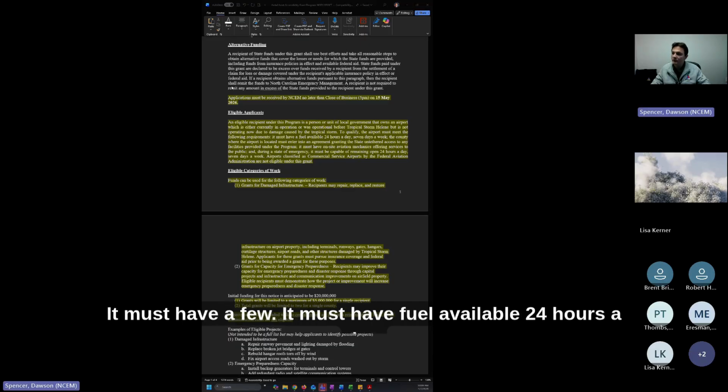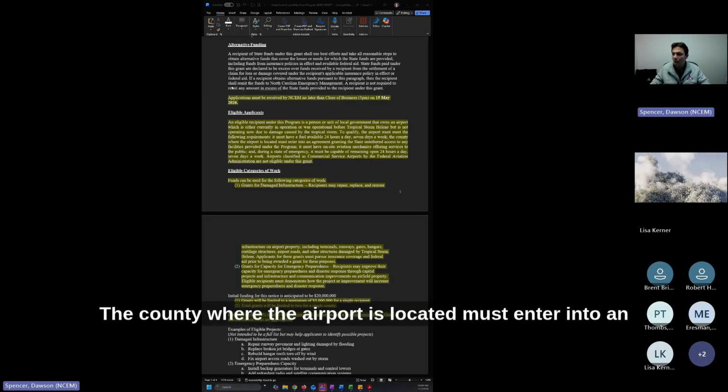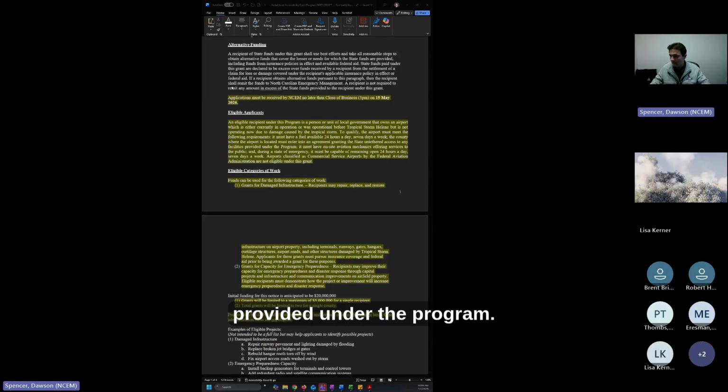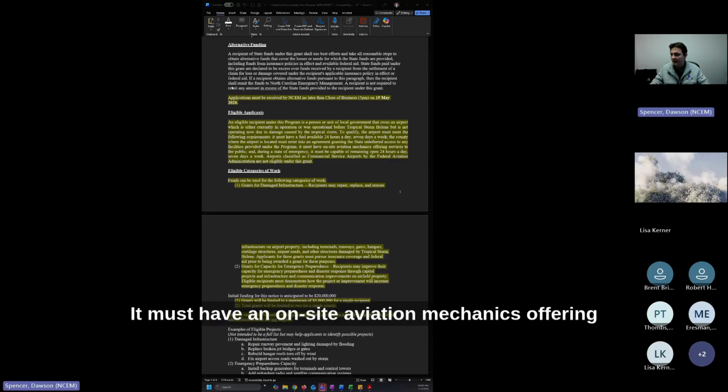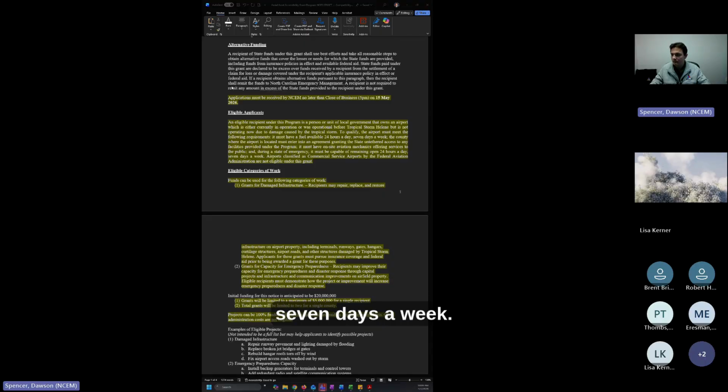It must have fuel available 24 hours a day, 7 days a week. The county where the airport is located must enter into an agreement granting the state untethered access to any facilities provided under the program. It must have on-site aviation mechanics offering services to the public and during a state of emergency. It must be capable of remaining open 24 hours a day, 7 days a week.